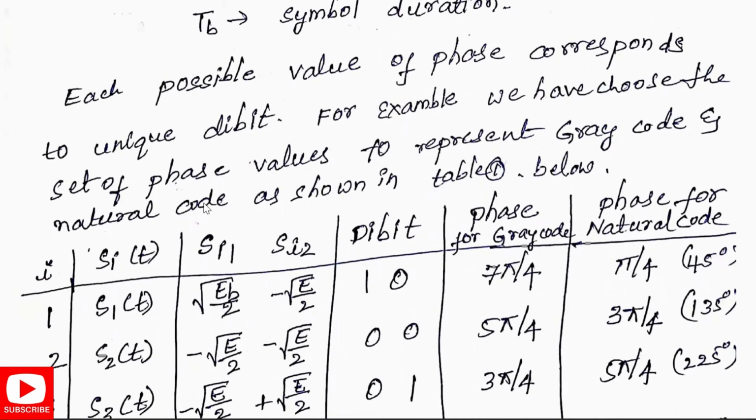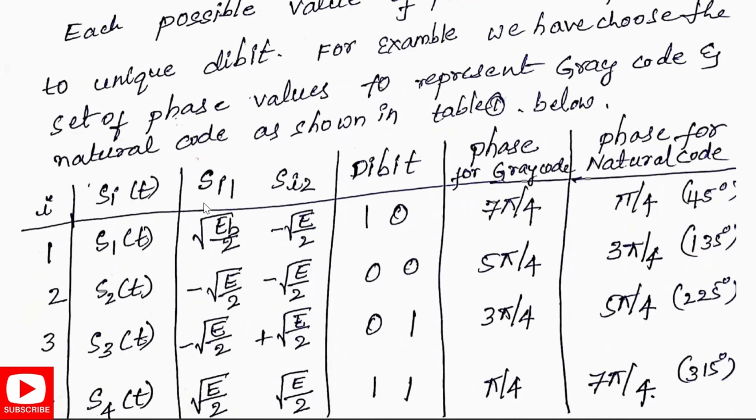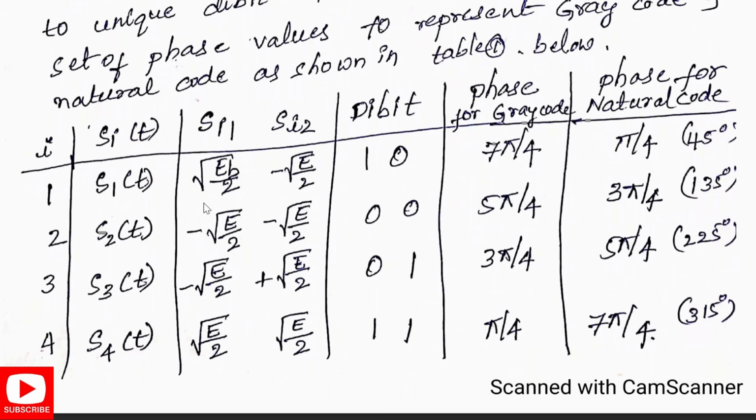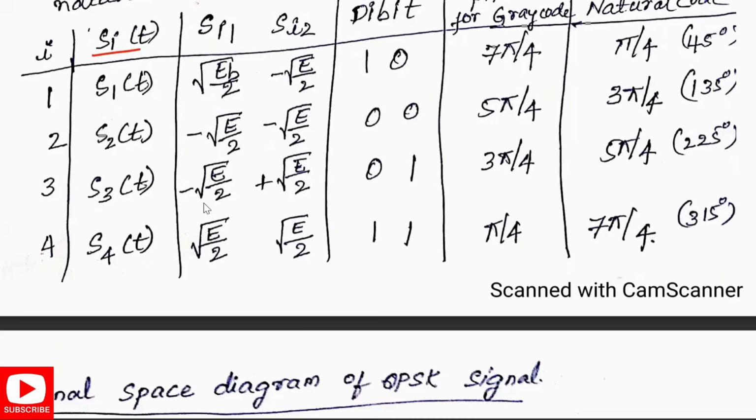Each possible value of the phase corresponds to a unique dibit. For example, we choose a set of values and represent the gray code and natural code. We'll consider Si of t as S1 to S4, with Si1 and Si2 being positive, negative, negative, negative, negative, positive, and positive, positive. For the negative it is 0, and for the positive it is 1. So the phase for gray code is pi by 4, 3 pi by 4, 5 pi by 4, 7 pi by 4. For the natural code it is pi by 4, 3 pi by 4, 5 pi by 4, and 7 pi by 4, the reverse of that gray code.